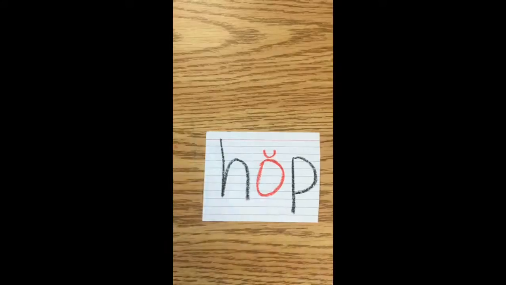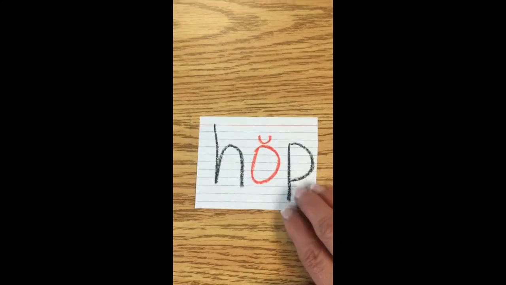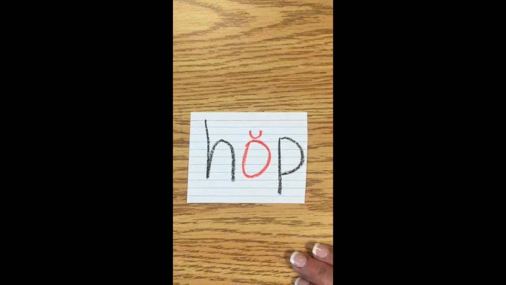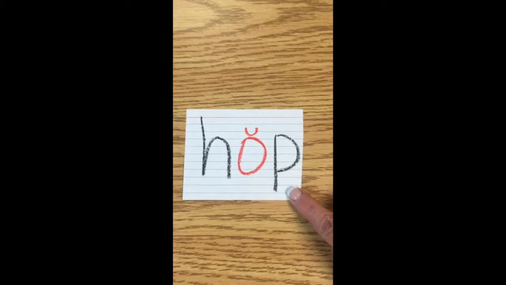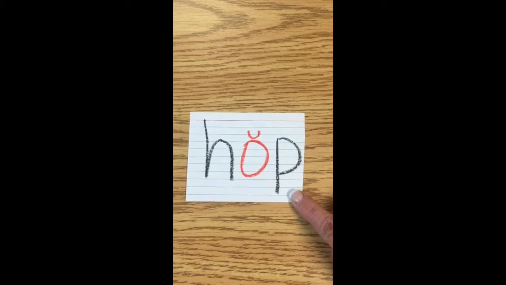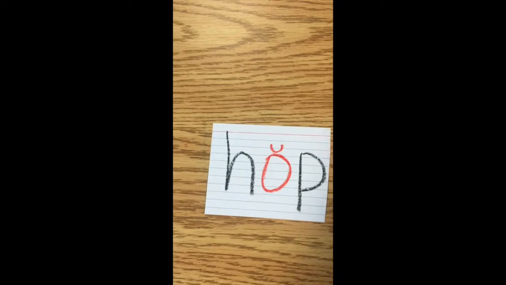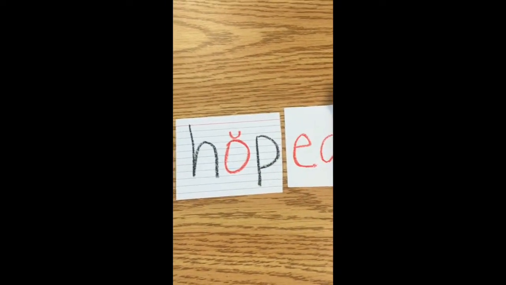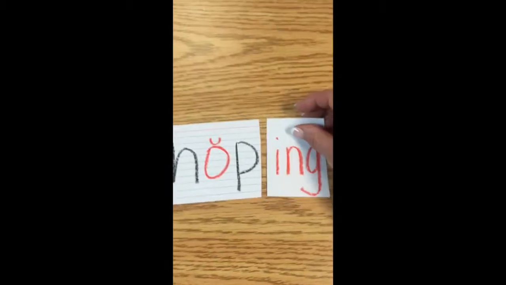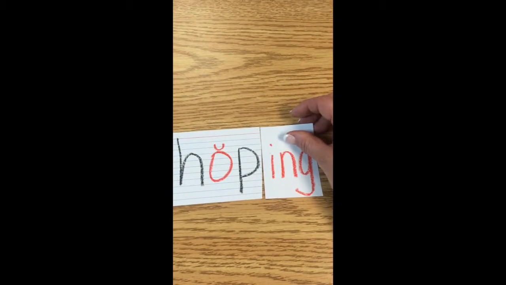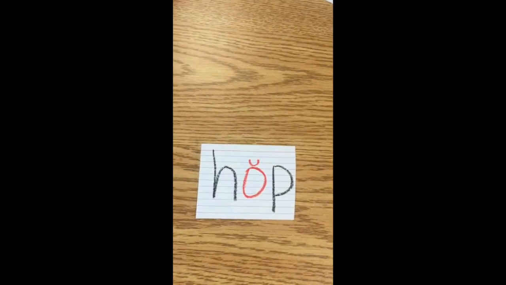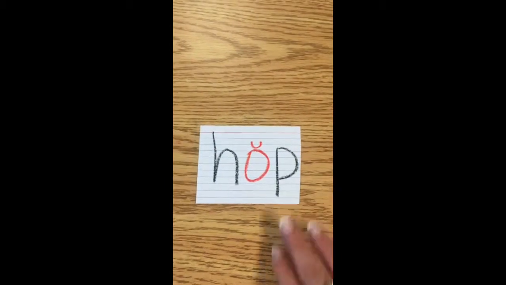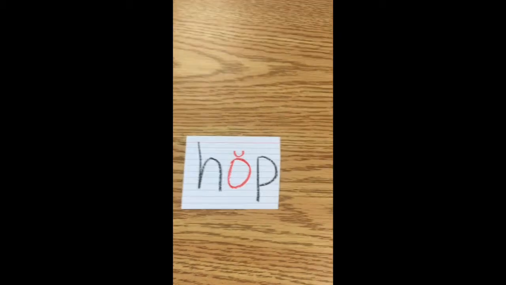Rule two is the doubling rule. Well, we have a word hop, and we have to determine if we're going to double this consonant P or if we're not. If we place ed at the end and not double, we're just saying hoped, or suffix ing, we're saying hoping. Even though that shows a short vowel, that's still following the dropping rule. But what we need to do is follow the doubling rule.